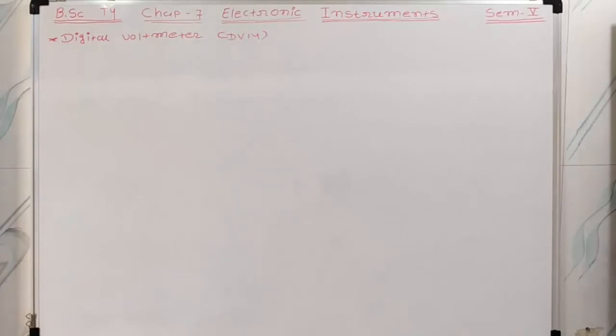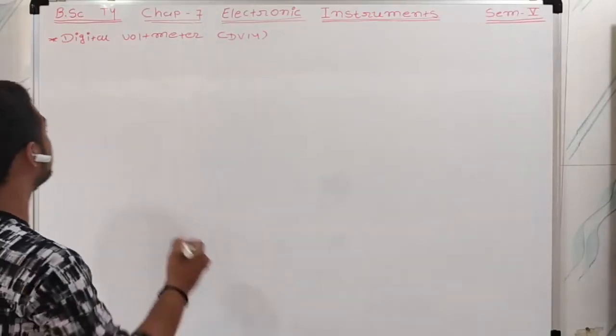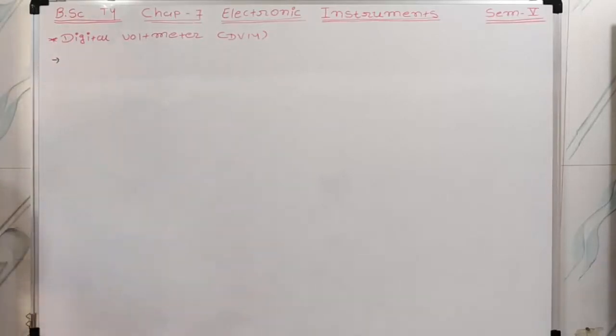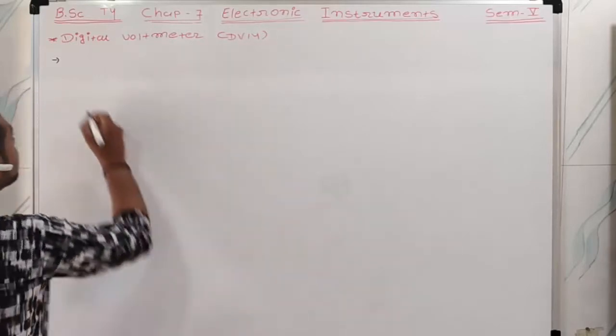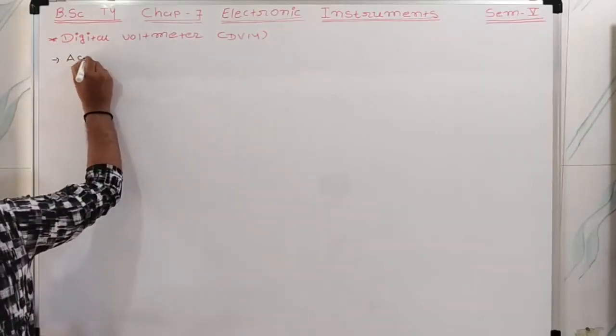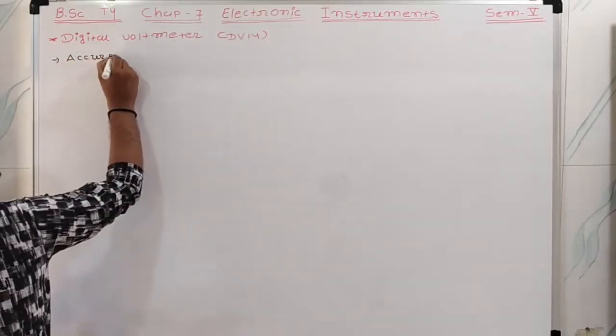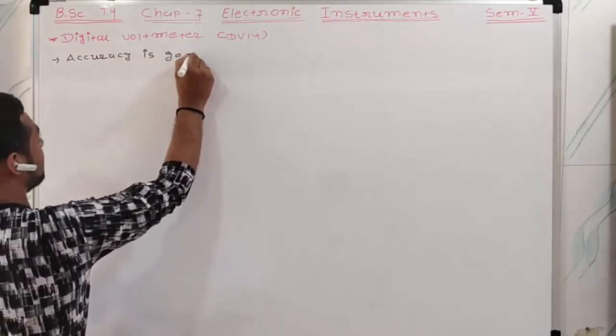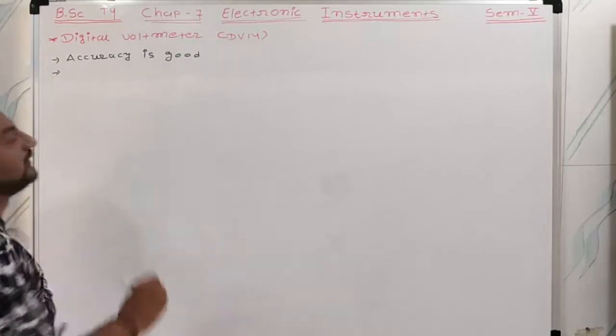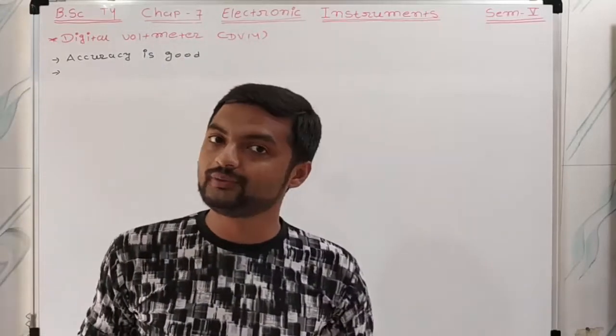So what are the advantages of digital voltmeters? First, there is a good accuracy, right? Accuracy is very high. Accuracy is good. Second one, there is no human error.